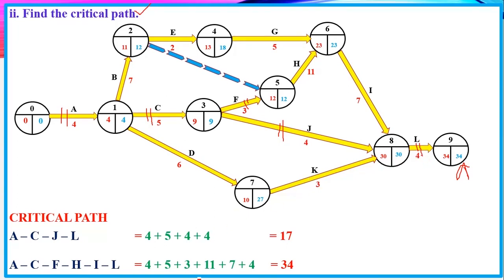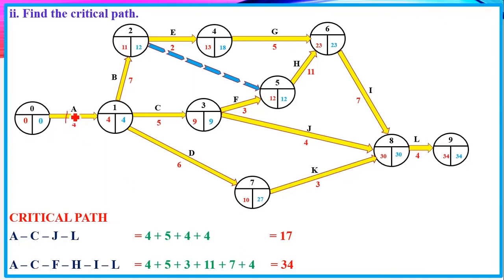So if you look at that, we have A, we have C, we have J, and then lastly we have L. So when you add their durations, that is 4 plus 5 plus 4 plus 4. When you add that, it will give you 17 days. And therefore this is not the critical path, because the earliest time we can complete this project is after 34 days. So we check again, we go with the next one.